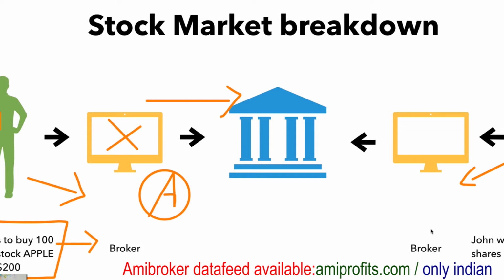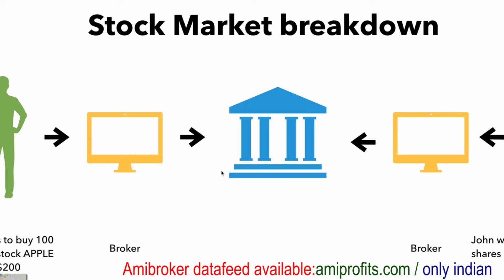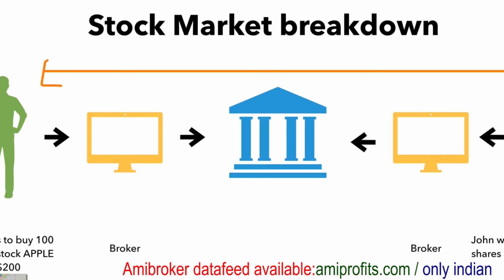Everything is done electronically. Now, when the order goes to the broker, it also goes into the stock market, right? And the whole idea here is that the stock market basically exchanges the two parties. So Bob gets John's 100 shares, right? John's 100 shares are going to Bob. Bob's money goes to John, right, for the transaction.